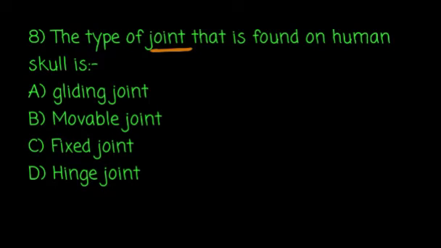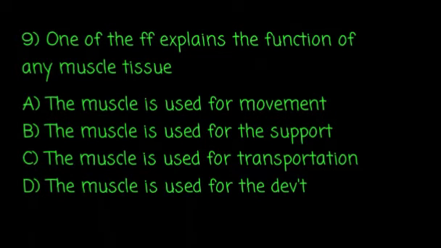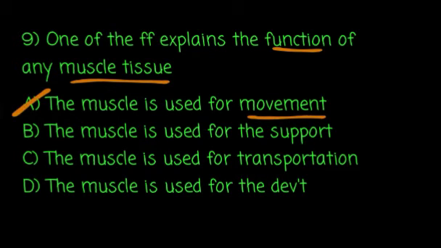The type of joint that is found on the human skull. It is what we call a fixed or immovable joint, so our answer is C. One of the following explains the function of any muscle tissue. What is the function of muscle tissue? It serves for movement. So our answer is A.